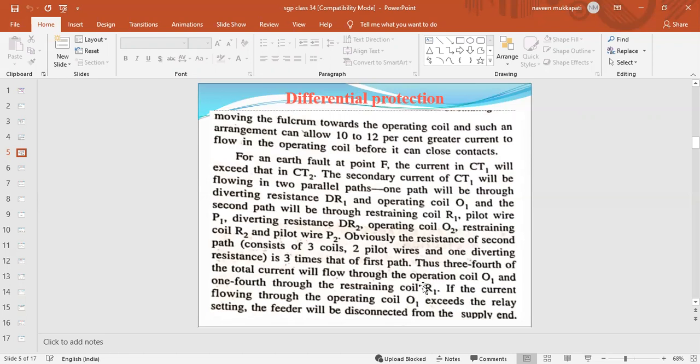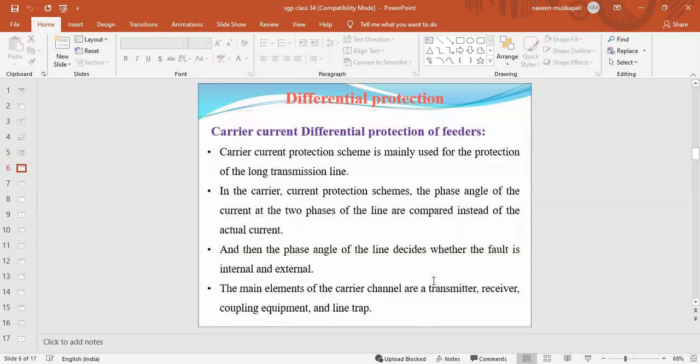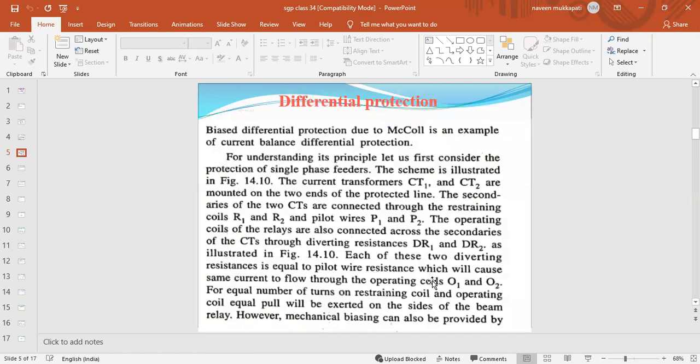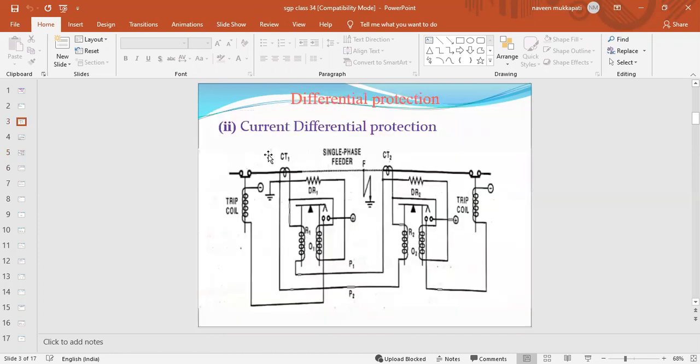Therefore, the operating coil current exceeds the relay setting. Then automatically the relay will operate. This is the current differential protection. This is the single phase feeder line that will be protected by using the current differential protection.